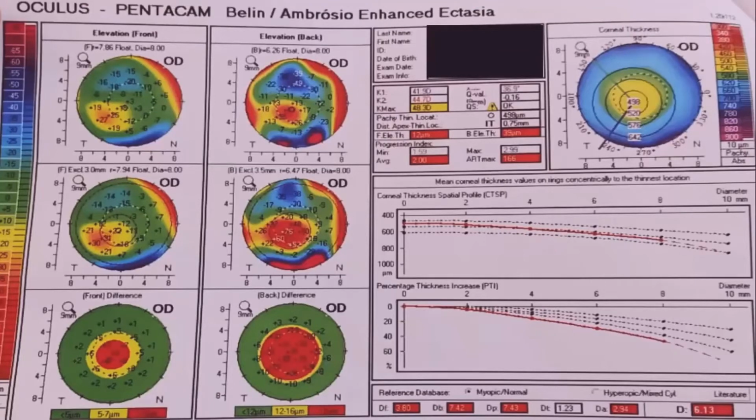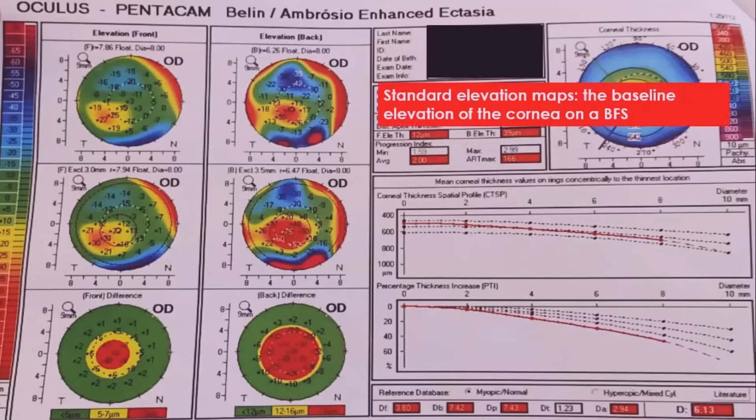So this is an example. The first two images on the left are the standard elevation maps, which means these are the elevation maps created by the standard non-individualized best fit sphere. So we can see the numbers +17 posterior and almost +3, or +19 anterior.